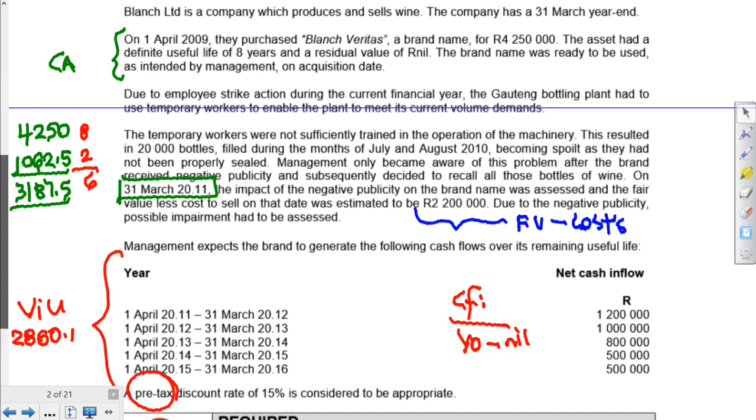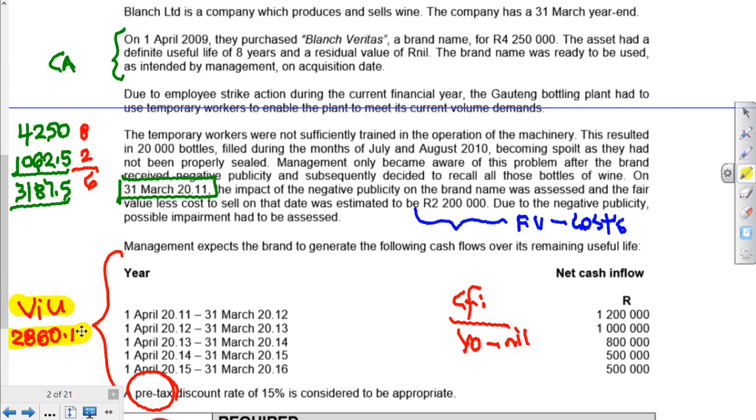Then we have to work out recoverable amount. Why? Because there was an indicator. The indicator was the negative publicity and the fact that they had to recall the wine, right? So recoverable amount is the higher of fair value less costs or value in use. Value in use, remember, is the present value of the future cash flows. Sometimes it's a simpler calc. Sometimes it's more, but uglier like this one. But sometimes you even have to work out the cash flows. I've seen that, but I think more like at an honors level.